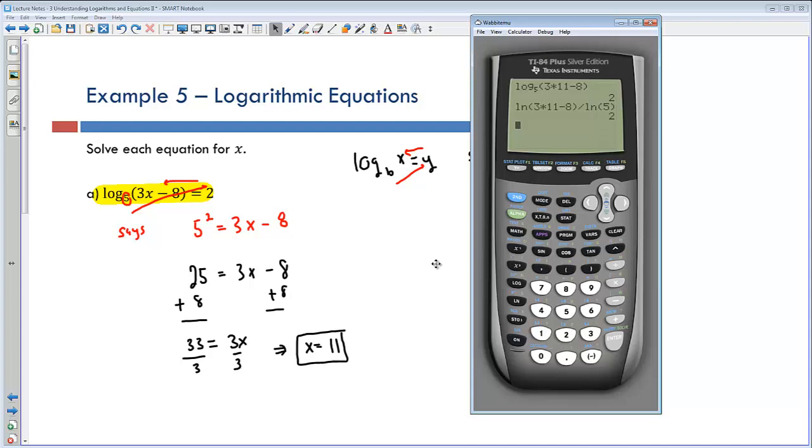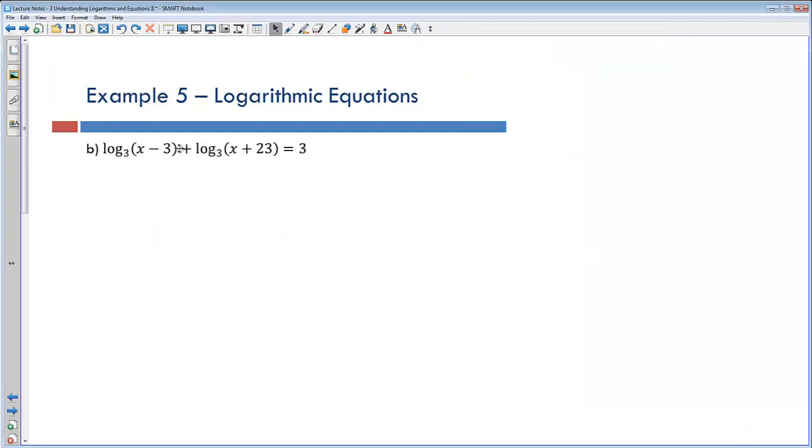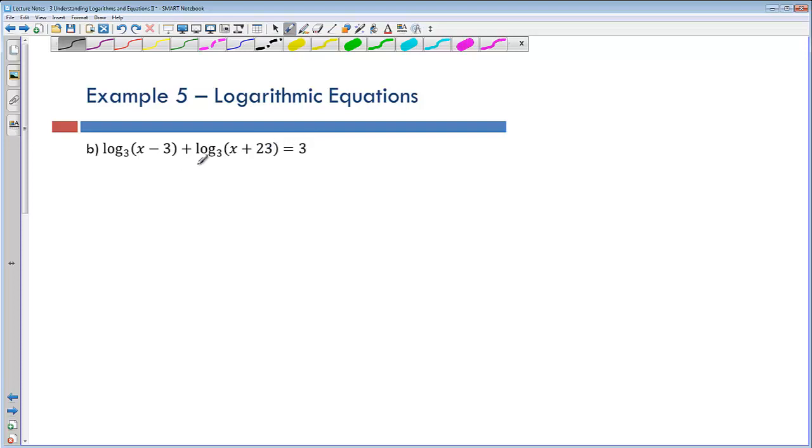So let's look at the next one here. So the next one is right here. You have log base 3 of x minus 3 plus log base 3 of x plus 23 is equal to 3. Now this one's a little bit different because it's not written as a singular logarithm.